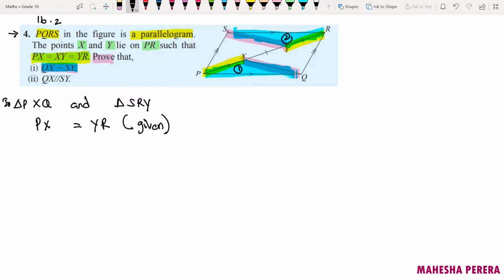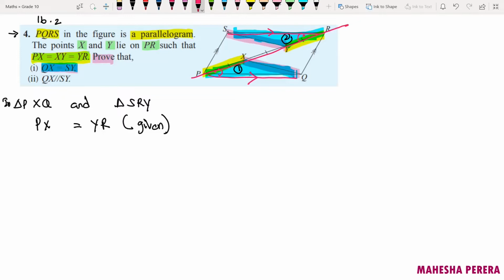And then you can say that if you consider now this is a parallelogram, right? If this is a parallelogram, these two sides should be parallel, right? If these two sides are parallel, you can take this angle and this particular angle as alternate angles. Why? This PR acts as a transversal, isn't it? This PR acts as a transversal.